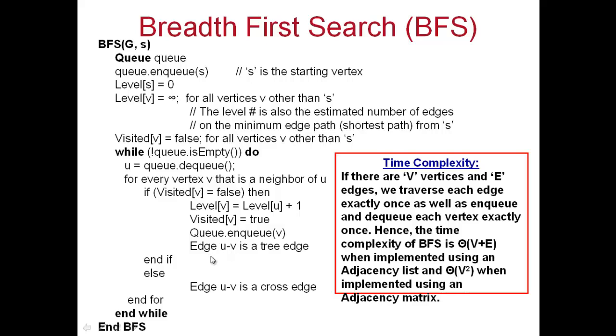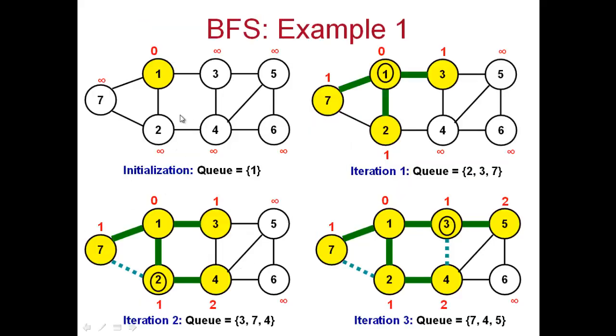And in addition to these three, we also need to label that edge uv as a tree edge, because that vertex v is visited for the first time through this vertex u. So this edge uv should be called a tree edge. So let us apply these things here.